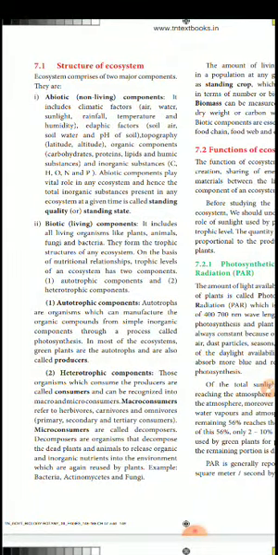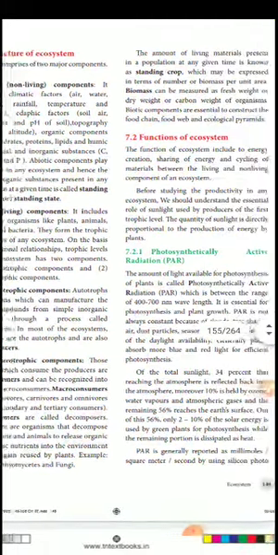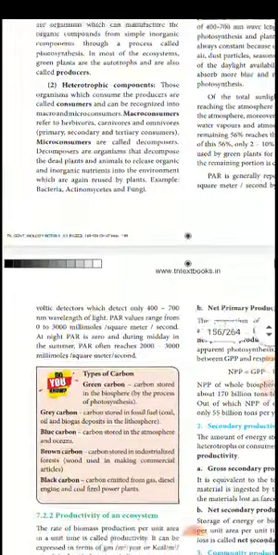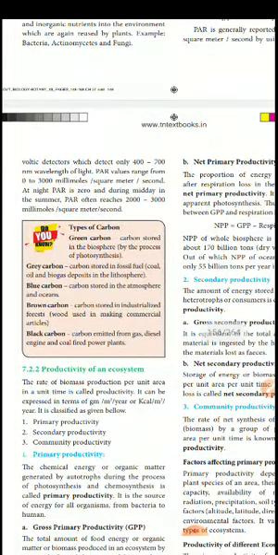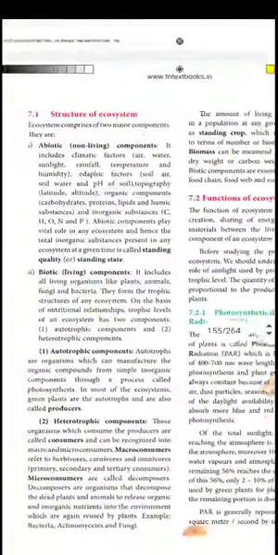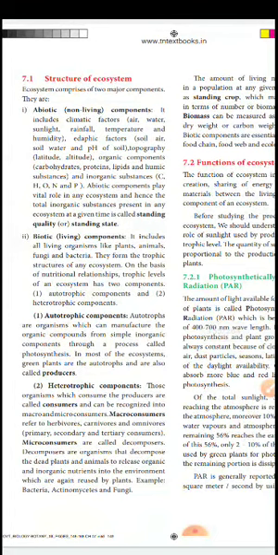The ecosystem has two major components: one is abiotic and the other is biotic. We will also see how photosynthetically active radiation works, and the function of the ecosystem, the protection of the ecosystem, primary productivity, community productivity, everything in this lesson. Abiotic means non-living, biotic means living components. Abiotic components play a vital role.